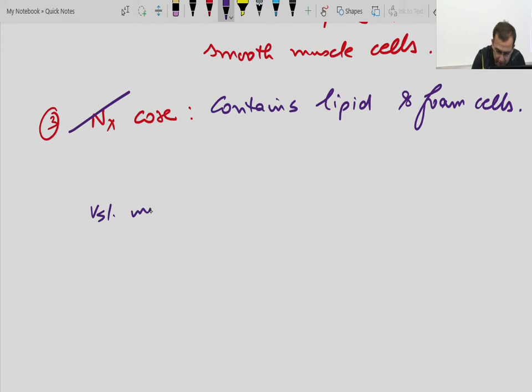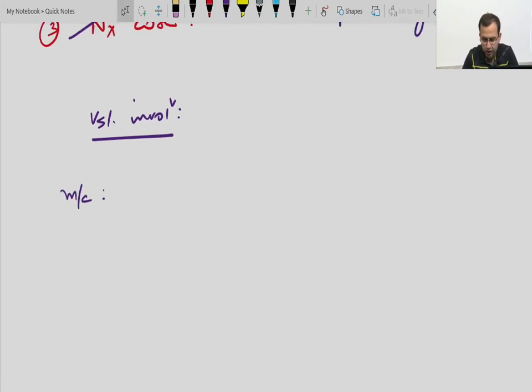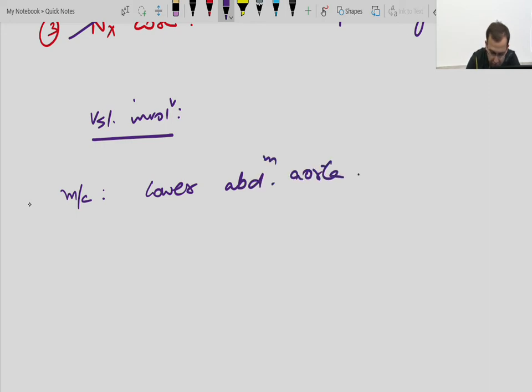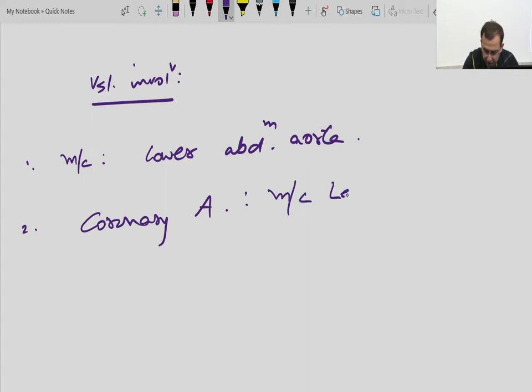The vessels involved. Again, repeatedly asked, the most common vessel involved is the lower abdominal aorta, that is the descending aorta or the lower abdominal aorta. Next, the other vessels involved are coronary arteries. Which is the most common? Left anterior descending.